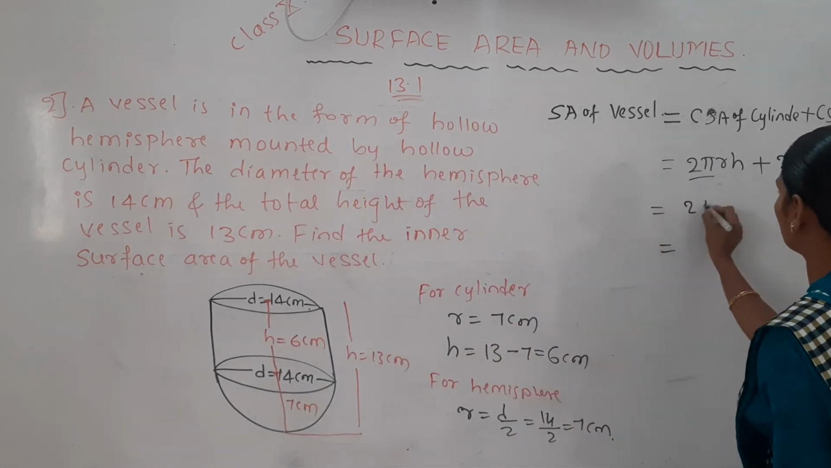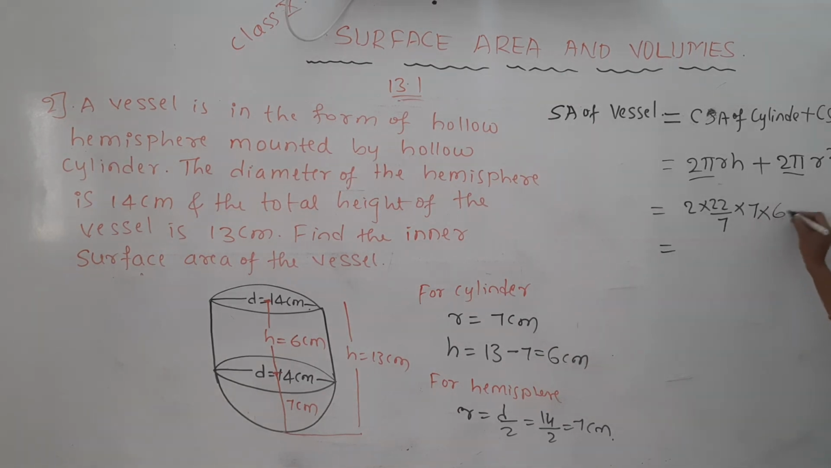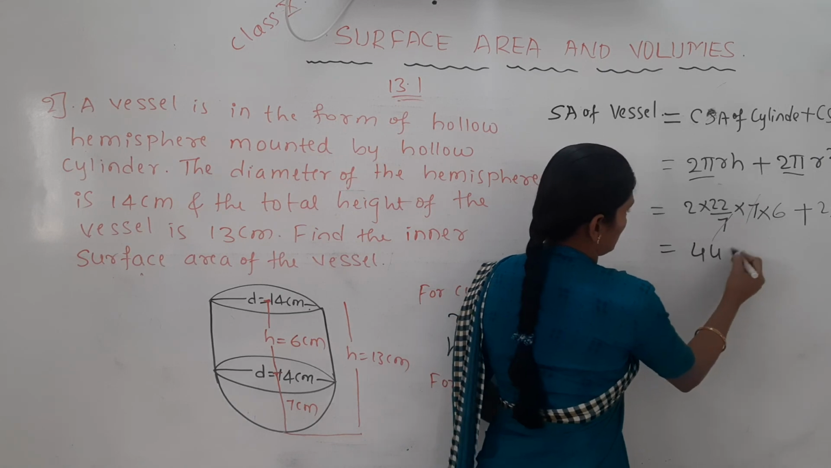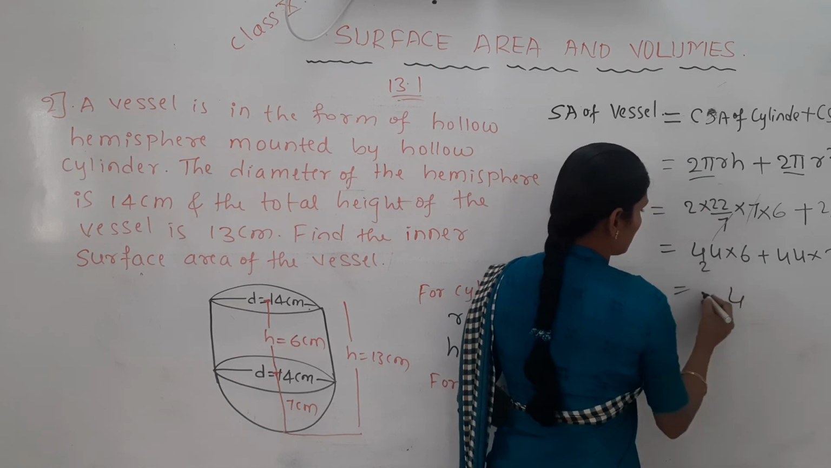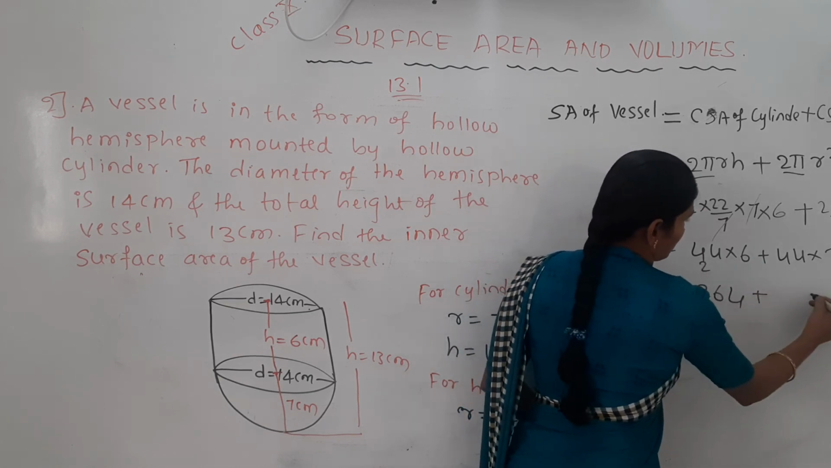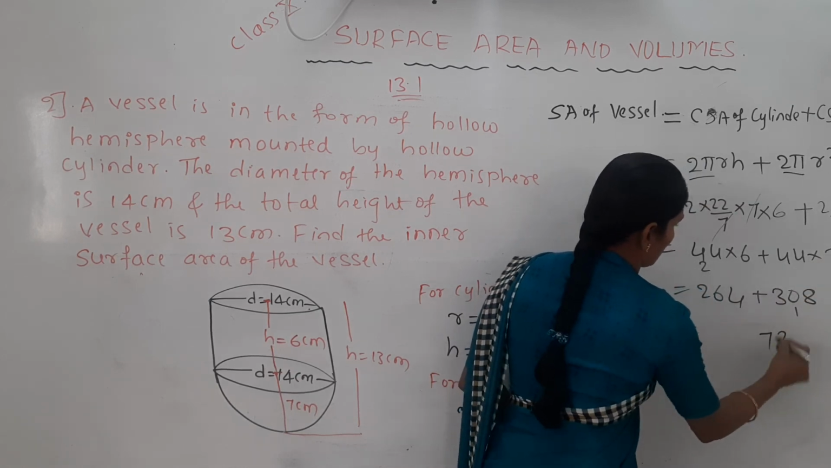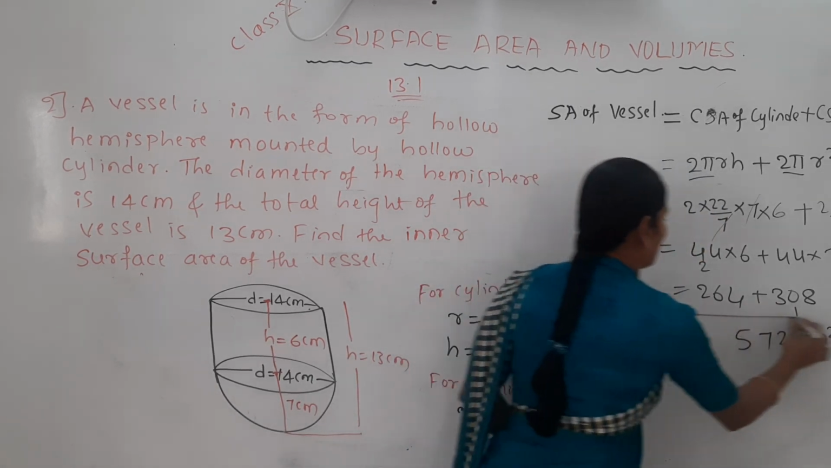2 into 22 by 7, radius is 7 centimeter, height is 6 centimeter, plus 2 into 22 by 7, radius is 7. 7 into 7, the 7s get cancelled. Remaining 22 twos are 44 into 6, plus 22 twos are 44 into 7. 44 into 6 is 264, 44 into 7 is 308. Add these two: 572 square centimeter is the surface area of that vessel.